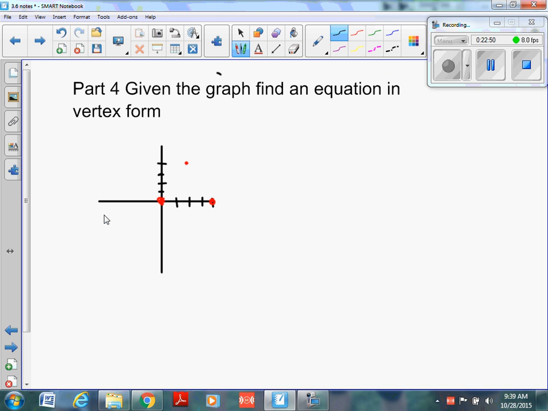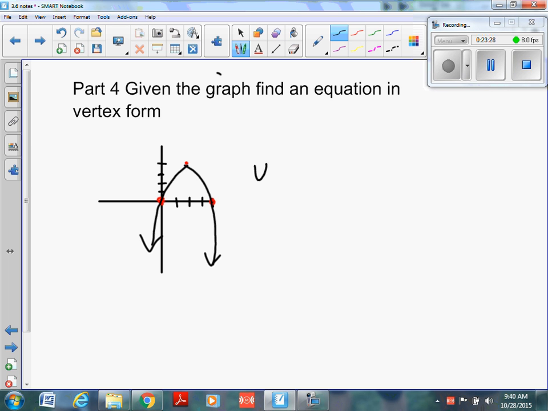Okay, here we go. Last problem of the day. Given the graph, find an equation in vertex form. Do you guys have docs yet? Do you have the graph actually put in there? So you have what I have: 0, 0, 4, 0, 2, 4, and that's what it looks like. You're given the graph, and you have to find the equation in vertex form.